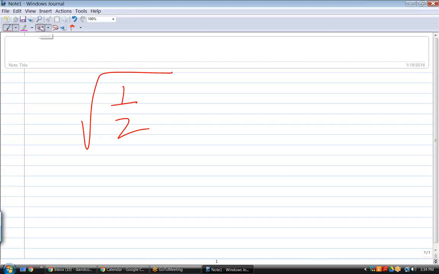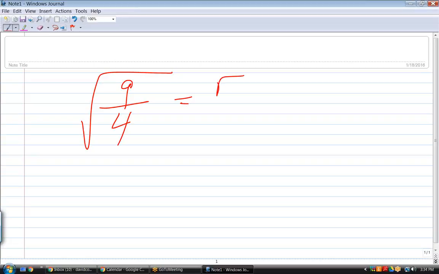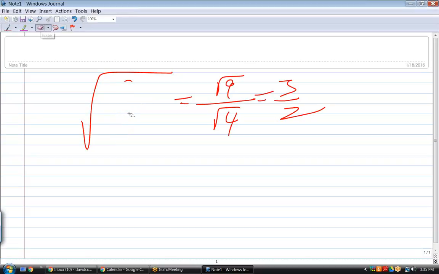Now, hold it. Before you do this one, do this one. Remember that the square root of a over b is the square root of a over the square root of b. So multiply numerator and denominator by root 4. Don't need to. In other words, let's do the first. They're both squares, so it'd be 3 over 2. Right, exactly. I didn't see that. Okay. Now do this one.